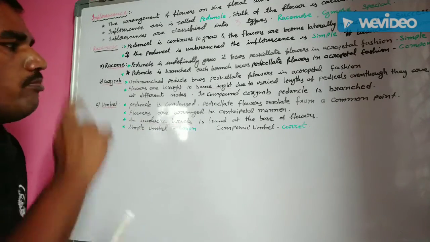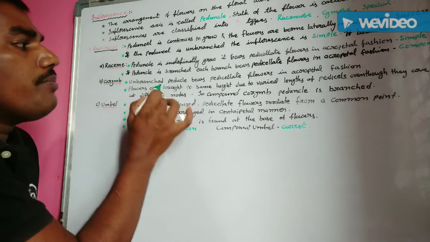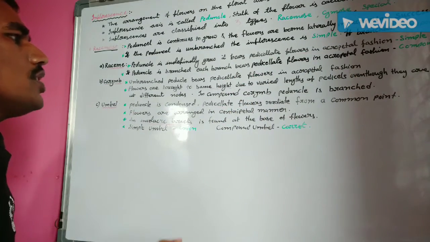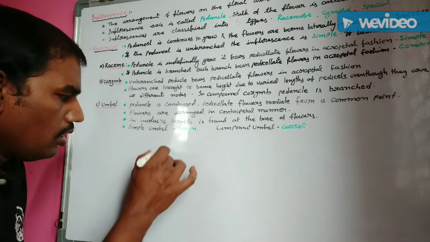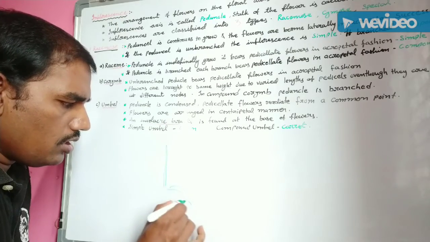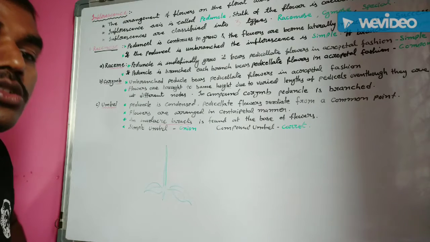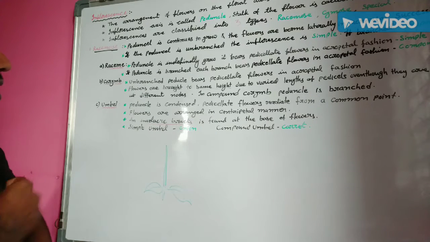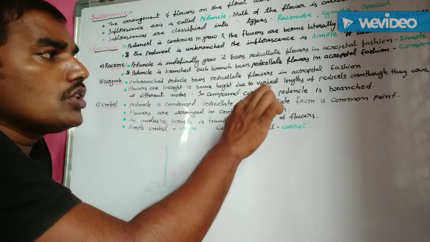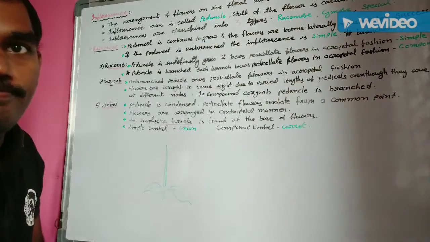Another type of racemose inflorescence, corymb. This unbranched peduncle bears pedicellate flowers in acropetal fashion. The unbranched inflorescence is known as a simple corymb. This means the peduncle is indefinitely growing. On this peduncle there are a number of flowers. Flowers are brought to the same height due to the varied length of the pedicels, even though they are borne at different nodes.